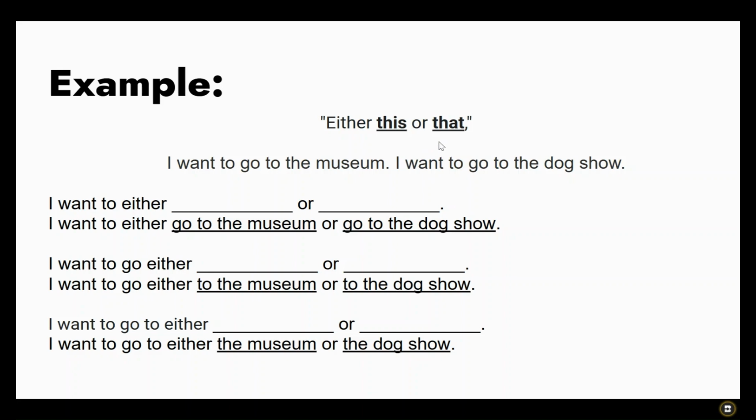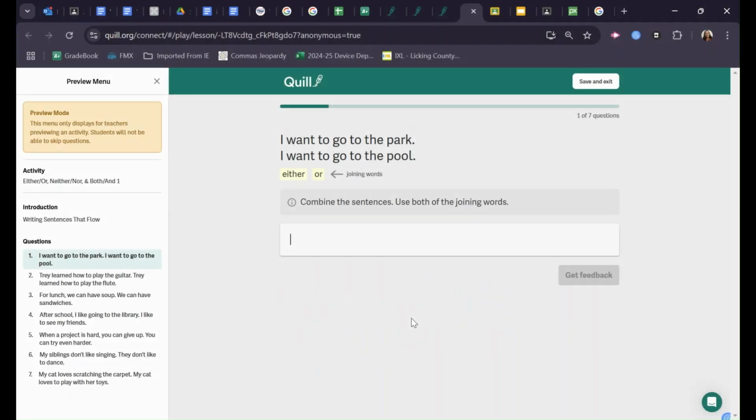Let's take a look at the exercise now. My first sentence here matches the example that I just gave you. So let's say I want to go to, I'll put my to there, and then let's do the either the park, and I need what comes immediately after the either to match immediately what comes after the or, the pool. So my this and my that need to match: either this, the park, or that, the pool. Let's get feedback.